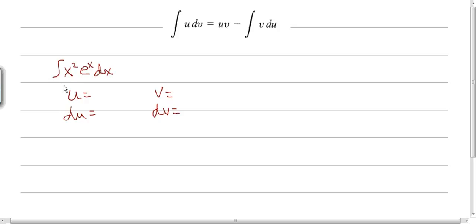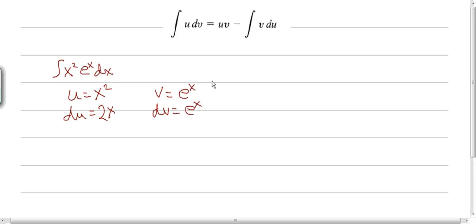If I pick x squared here, then its derivative is 2x. Now I'm going to argue, and I'll convince you of this in a minute, that 2x is actually simpler than x squared. But that means that what's left must be dv, and that's going to be e to the x. But that follows a nice pattern that we can always integrate and differentiate e to the x. And to find v, we just take the antiderivative of dv, and that's just going to be e to the x.